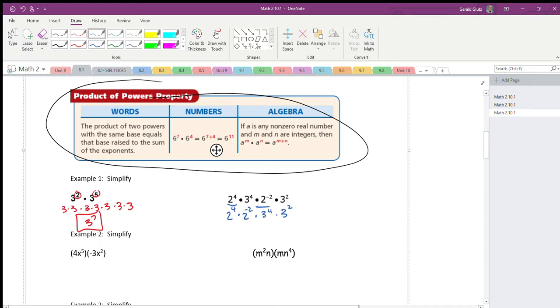So 2 to the 4th and 2 to the negative 2nd. If I combine the exponents, 4 minus 2, or 4 plus negative 2, would be 2. So 2 to the 2, and then 4 plus 2 is 6, so times 3 to the 6th. I'm just going to leave it like that.